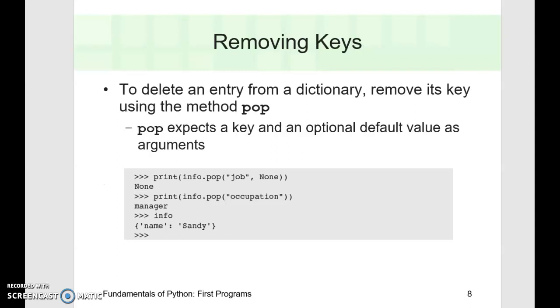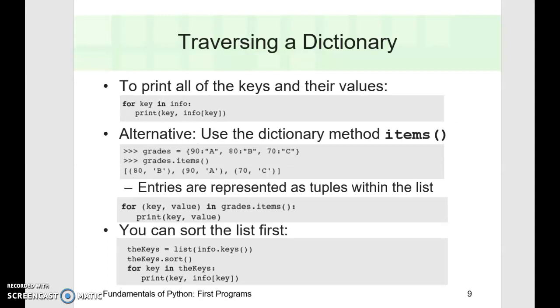To remove a key, we use the pop function. The pop function takes away the key and the value that's associated with it. It expects a key and an optional default value as its arguments.